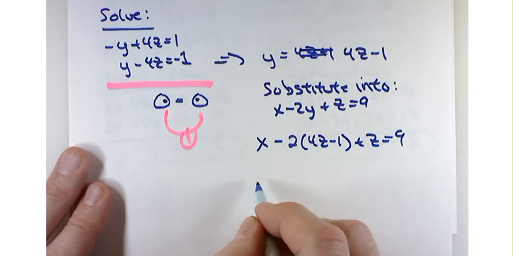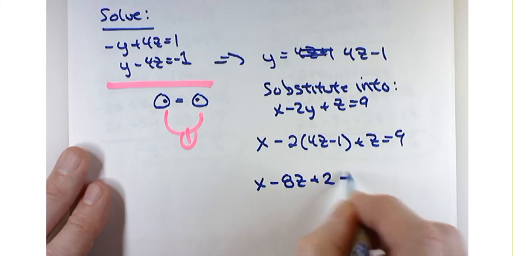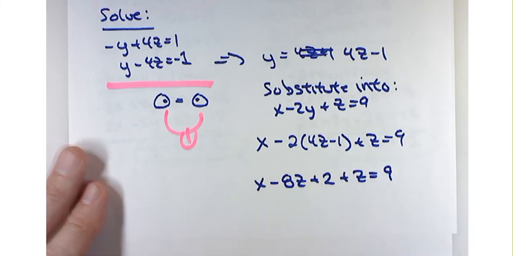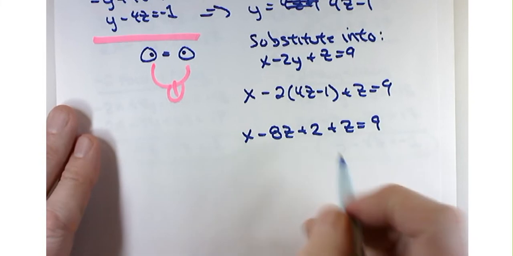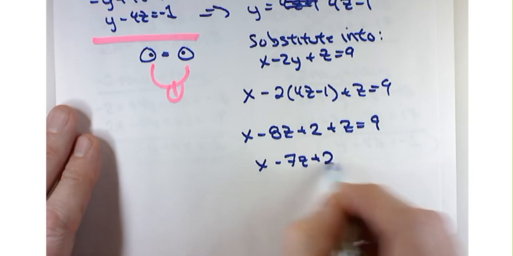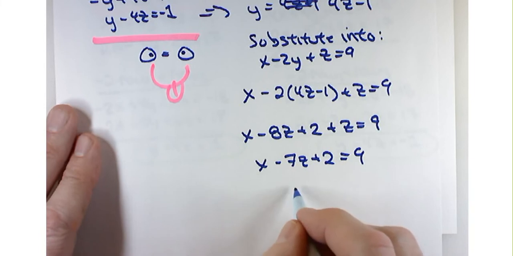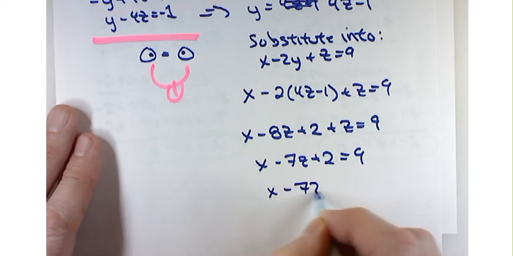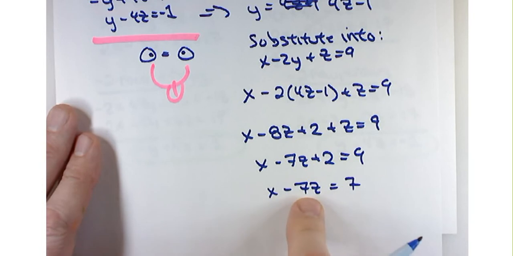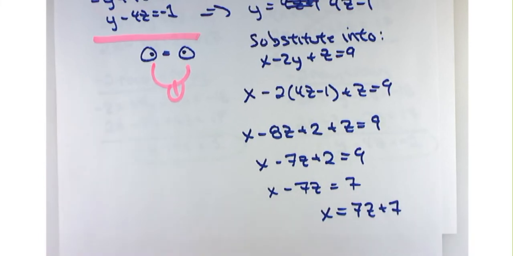Okay, it's going to be x minus 8z plus 2 plus z equals 9. If I combine like terms on the left-hand side, I get x minus 7z plus 2 equals 9. Subtract 2 from both sides, I get x minus 7z equals 7. If I move this to the other side, I get x equals 7z plus 7. So I've got my solutions now.